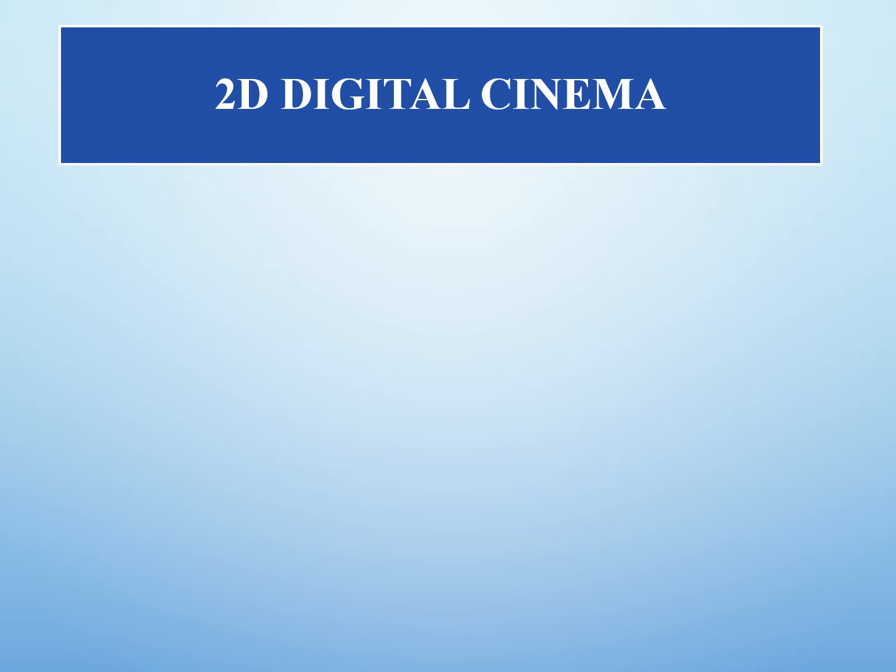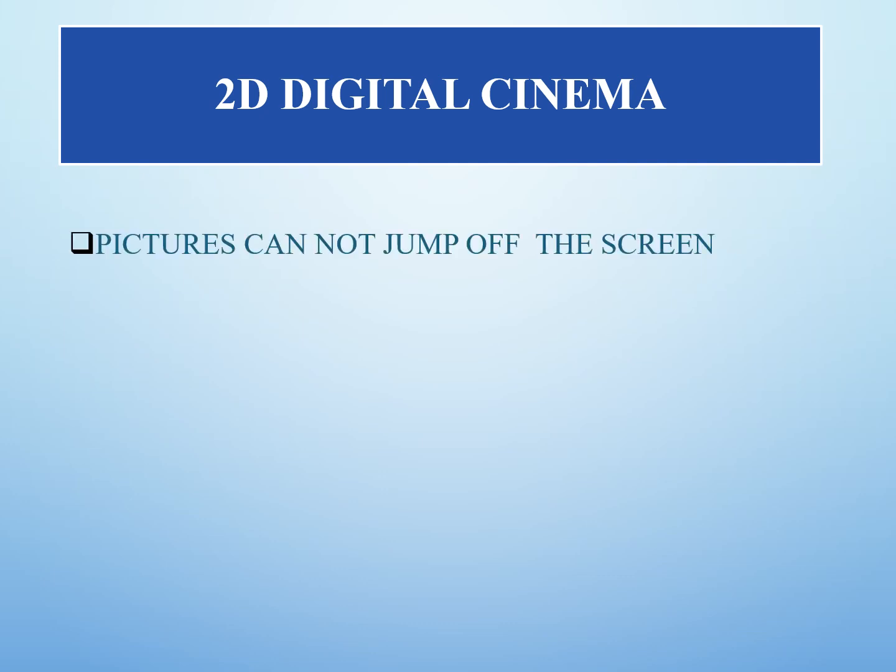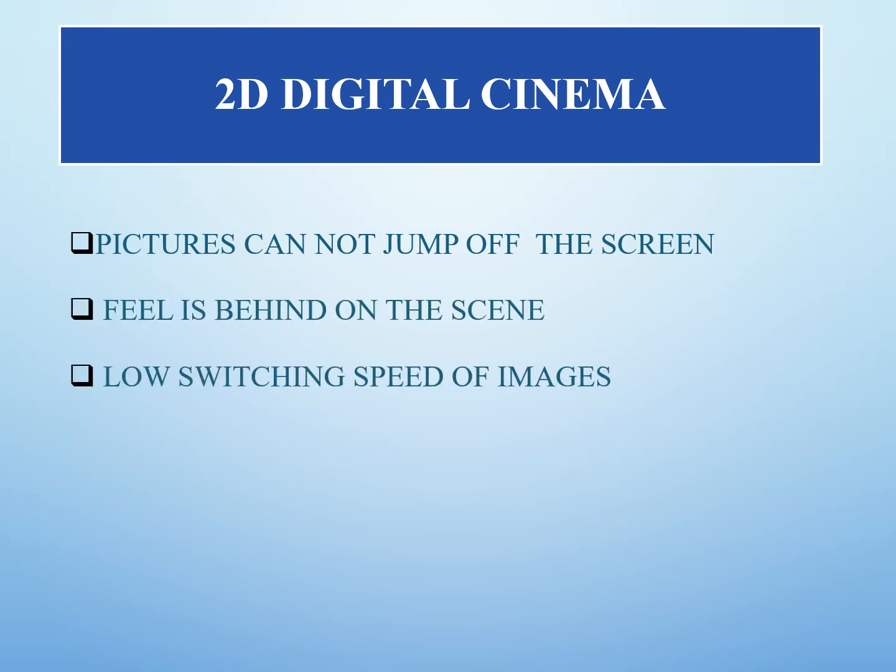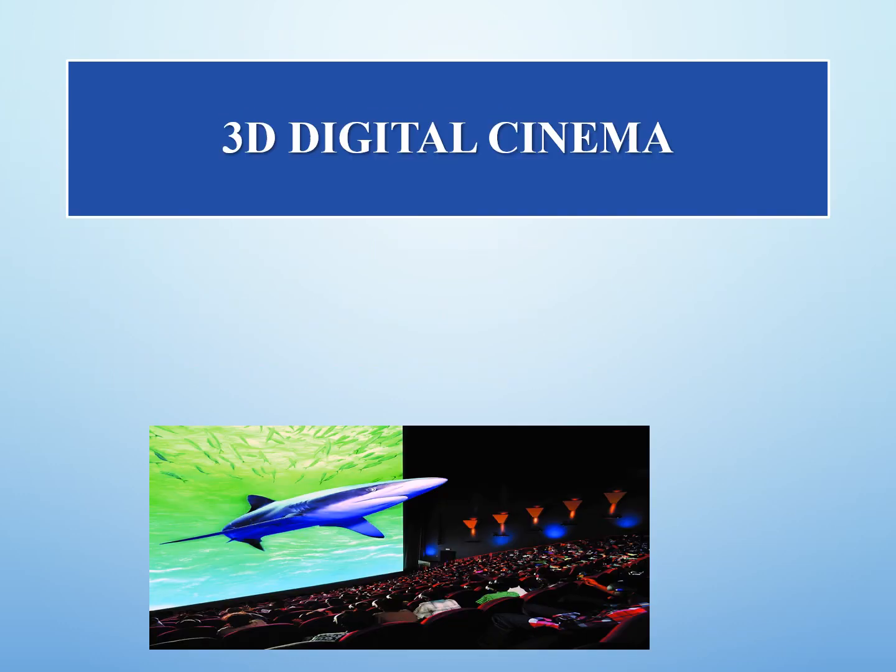Now let's see what is 2D digital cinema. In 2D digital cinemas, pictures cannot jump off the screen. Feel is behind the screen. Low switching speed of images.